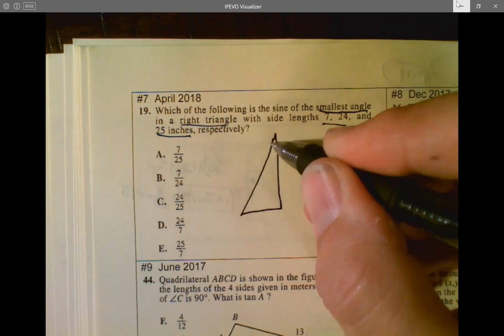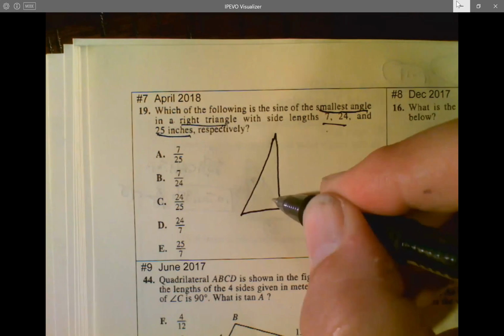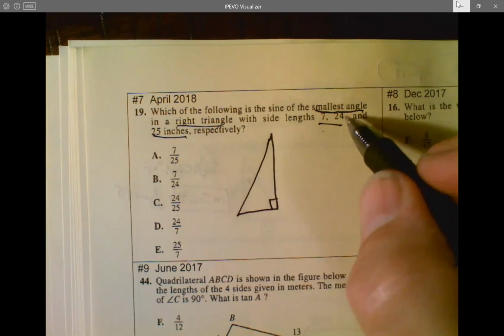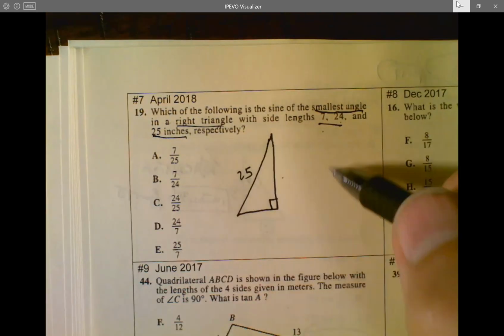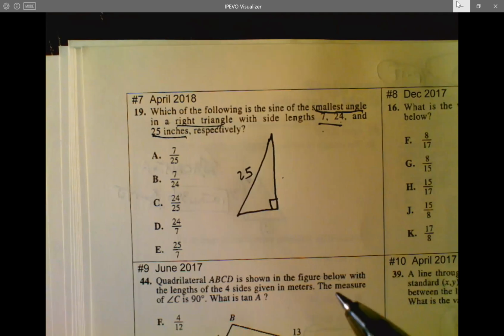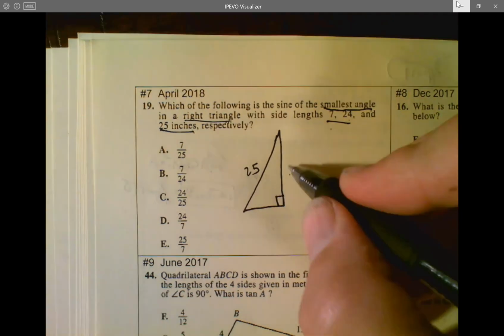Put my right angle in there. Now, remember, the hypotenuse is always the biggest side, right? So it's got to be the 25. These other two sides, it doesn't matter which one's the 7 and which one's the 24, okay? I'm going to put the 24 here and the 7 here.